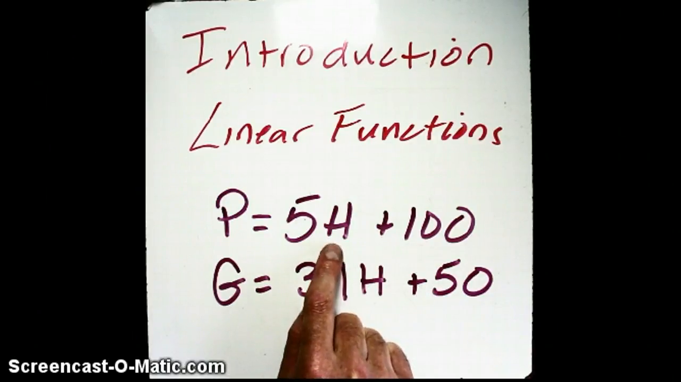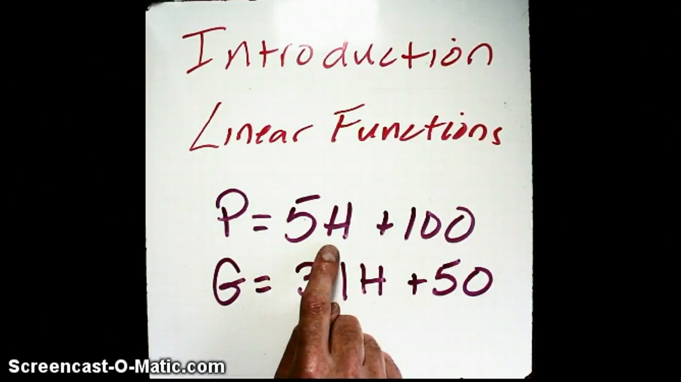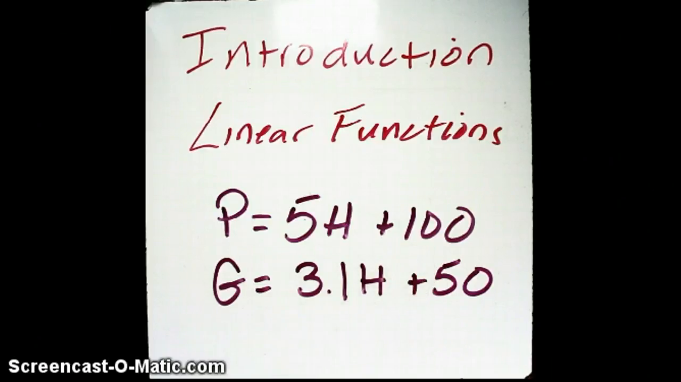Now, this is obviously a job on commission. Maybe it's a waitress, right? Or a waiter, $5 an hour. But they're employed, so they'll give them $100 a week, okay? So h stands for the amount of hours I'm putting in a week. What if I put 10 hours in a week? That's 50 plus 100, or 150.